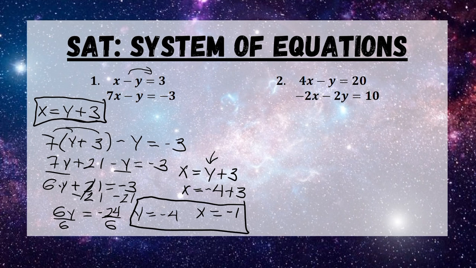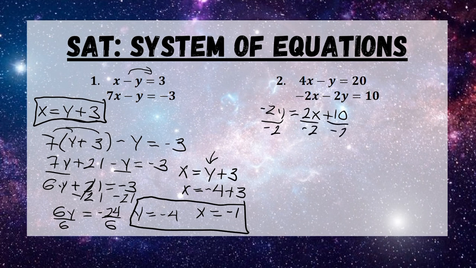Now we're done with question number 1. For question number 2, we're going to have the same exact approach. We need to get one of the variables by itself and then plug it into the other equation so that we can solve for it. We're going to end up getting y by itself in the equation in the bottom. The first step is to add 2x to both sides, and we're going to end up with negative 2y equals positive 2x plus 10. The next step is to divide each side by negative 2.